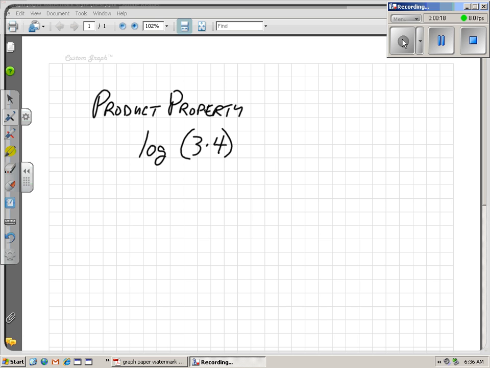Okay, the first one is the product property. It just says that if you take the log of a product, which is just two numbers being multiplied together, so if I take the log of 3 times 4, it's okay to write it as the sum of two separate logs, like this: log 3 plus log 4.